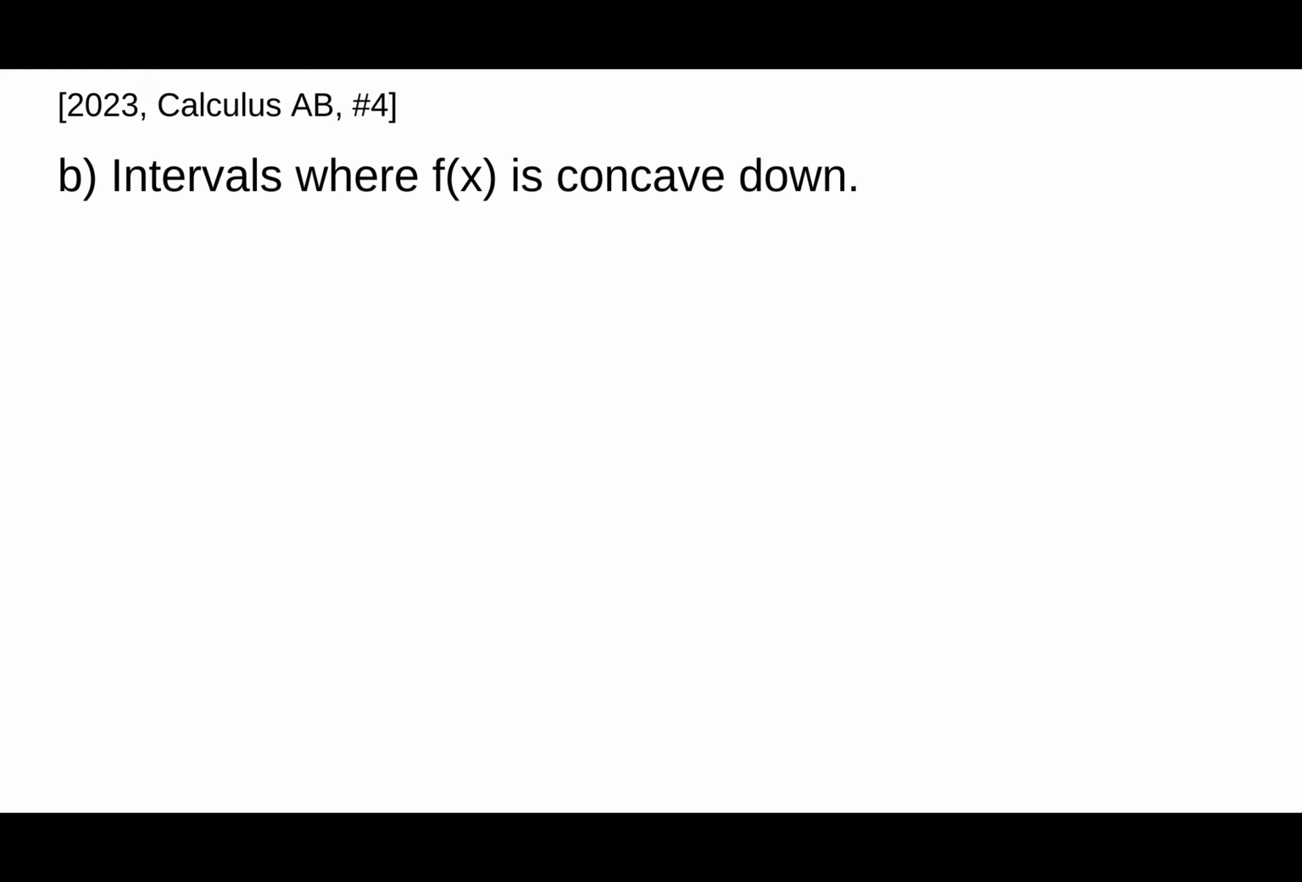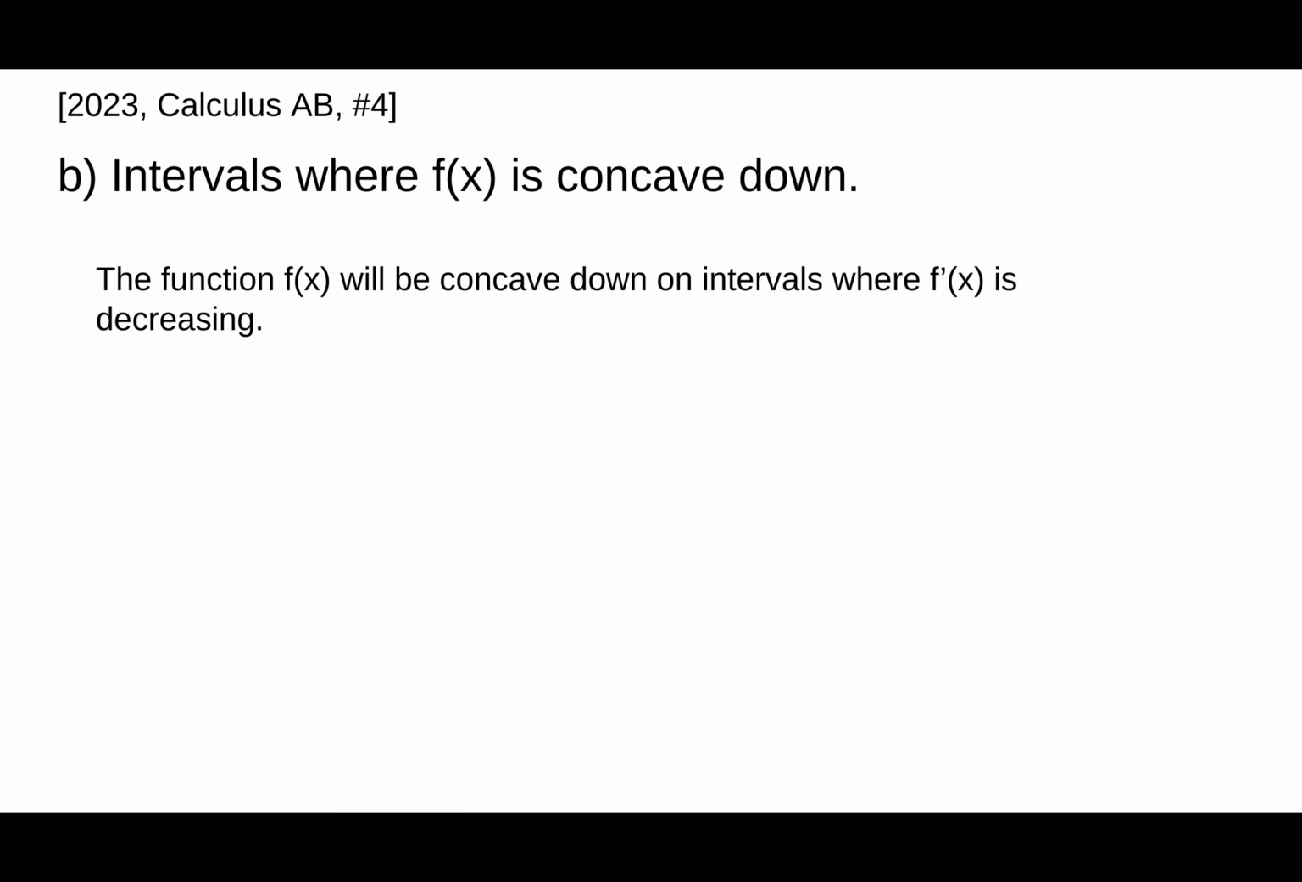And as is always the case, whenever you justify a conclusion in a free response question, you want to make sure that you tie your conclusion to the given information. Since the only thing we know about f is f prime of x, we have to be able to tie our conclusions about concavity of f to something specific about the graph of f prime of x. Now you may know this, but f will be concave down when its second derivative is negative, which means that the first derivative is decreasing.